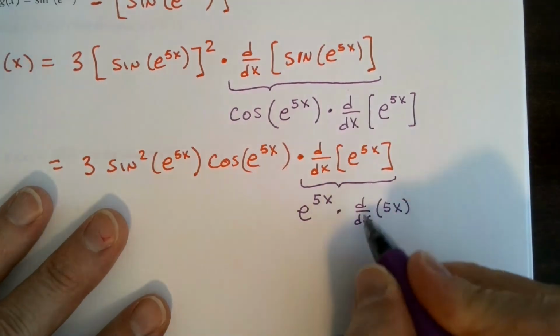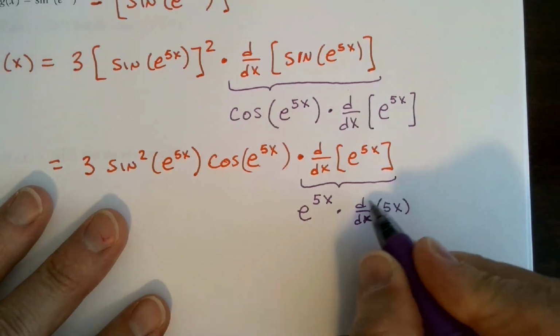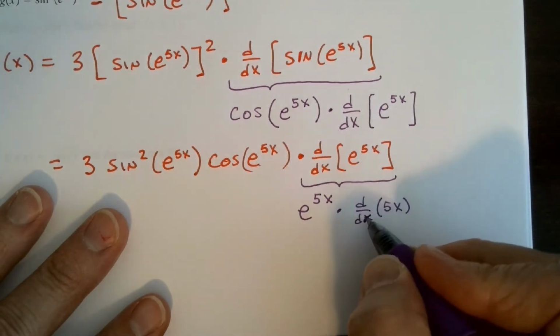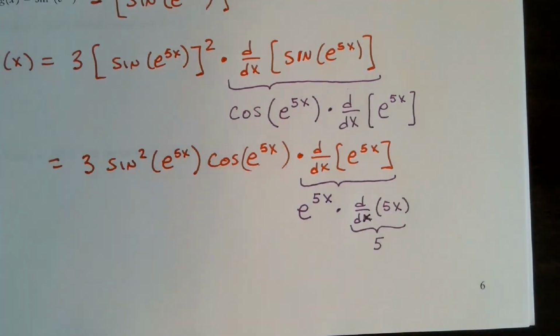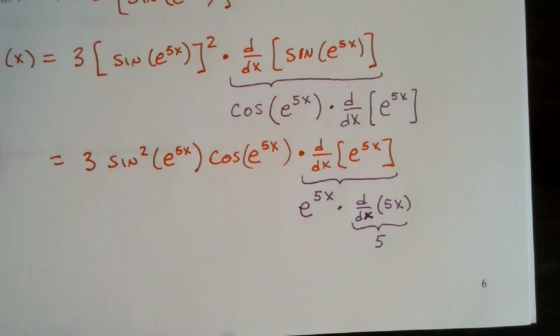Now, is this chain rule here? Derivative with respect to x of 5x? No. That's just 5, right? That's just a linear function, line of slope 5, or constant multiple rule. Pull the 5 out, derivative of x is 1.